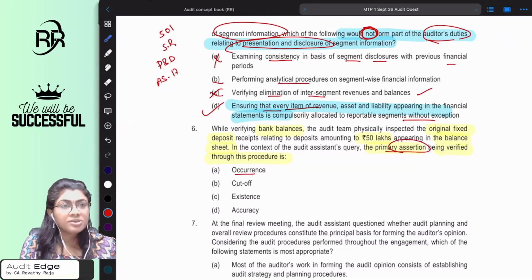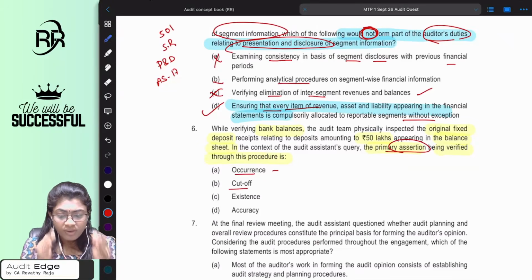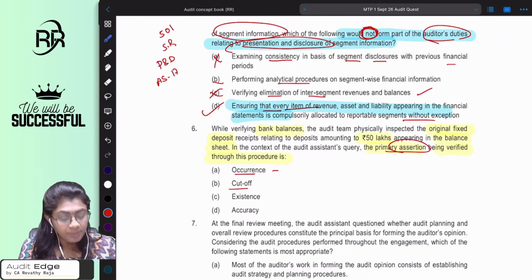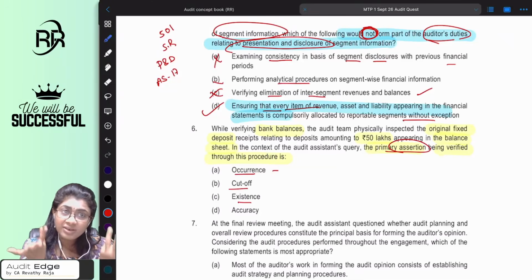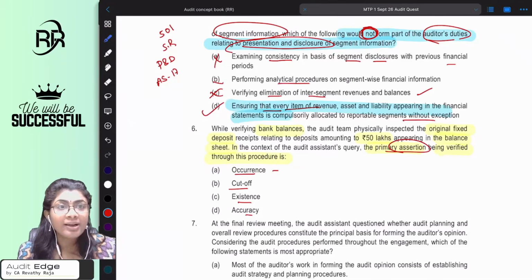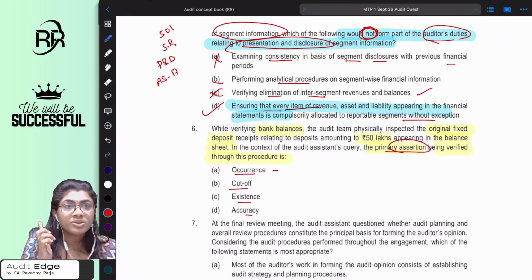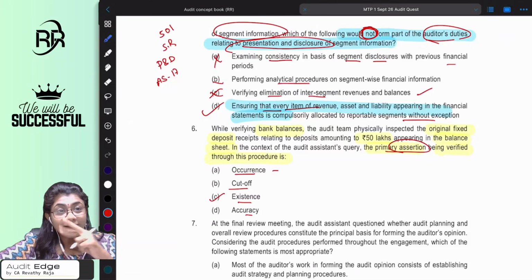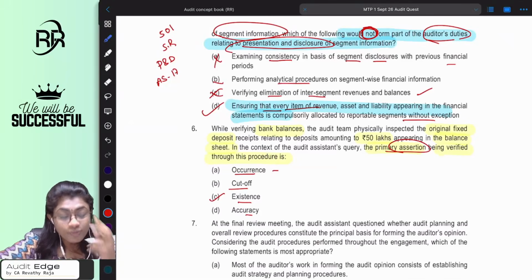Is it occurrence? Whether it pertains to the entity? Is it cutoff? Cutoff means current year segregated from the next year. Existence, whether it is actually there. Or accuracy. Accuracy is the amount. Which assertion are they saying? Yeah, the answer is existence. See, you can identify the C option in two ways.